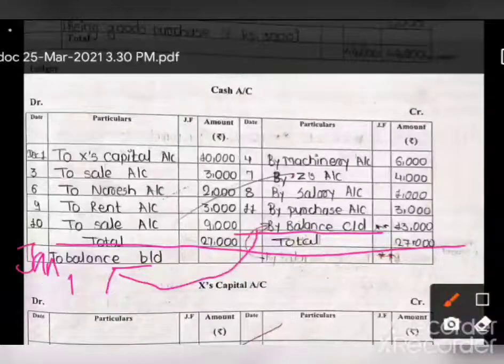If that is a debit balance, we have to enter at the credit side as by balance carry down, and for the final balancing we have to enter as to balance brought down. Okay, is that clear?